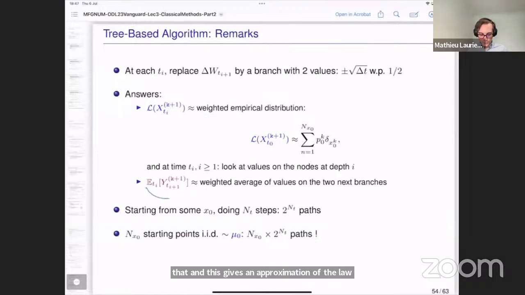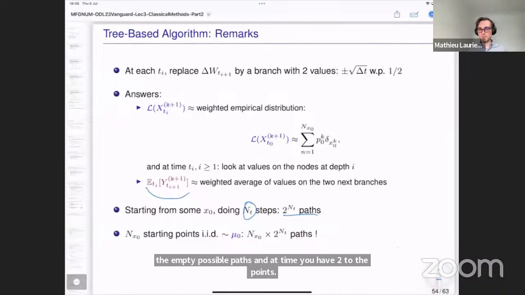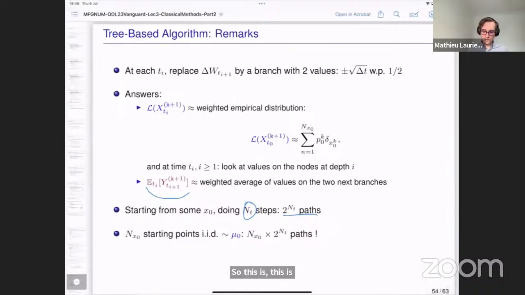You also need to compute the conditional expectation, and this can also be computed using the tree. However, if you have N_T steps, you have 2 to the N_T possible paths at terminal time. You have 2^{N_T} points. So this is tremendous if you have many points in time.